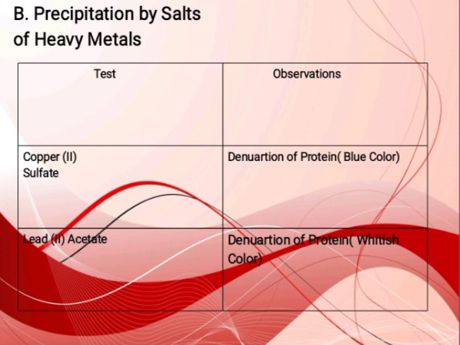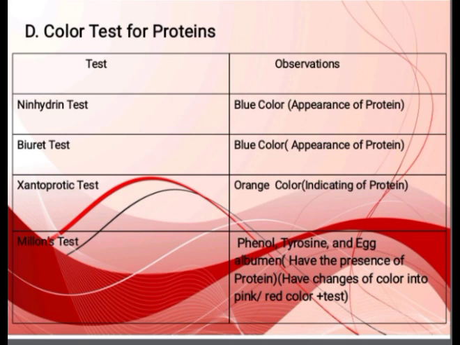Letter B of the data and results is precipitation by salts of heavy metals. So we also have the test with copper(II) sulfate, with the observation of coagulation of protein with a blue color, and lead(II) acetate, which gives coagulation of protein with a whitish color.